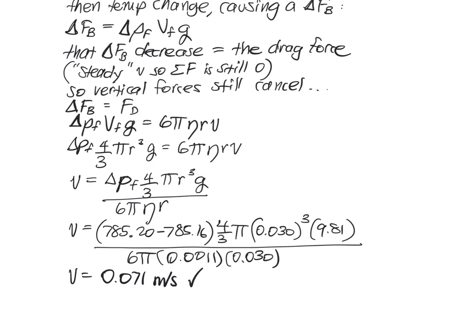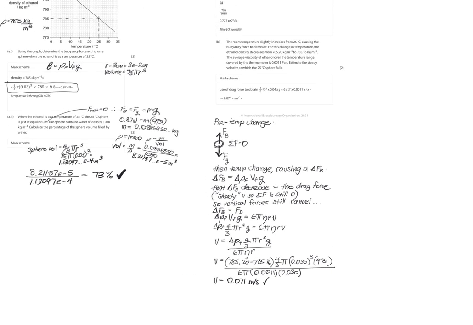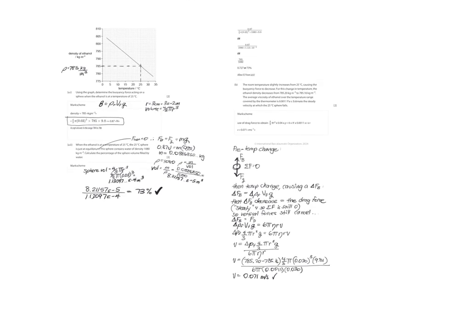So put all the numbers in. The difference in the density times 4/3 times pi times the cube of the radius, the 3 centimeters, put it in meters, and times g, over 6 pi times the viscosity, which they gave us, 0.0011, times the radius again. And when you work it all out, voila, you get 0.071 meters per second, which agrees with the mark scheme. And so that was interesting. And that was number 8.